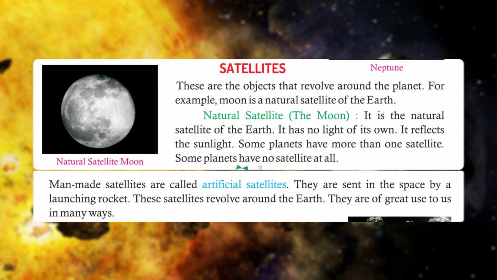Man-made satellites are called artificial satellites. They are sent into space by a launching rocket. These satellites revolve around the Earth. They are of great use to us in many ways.